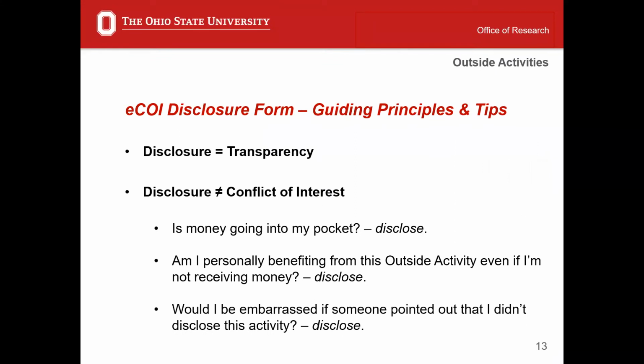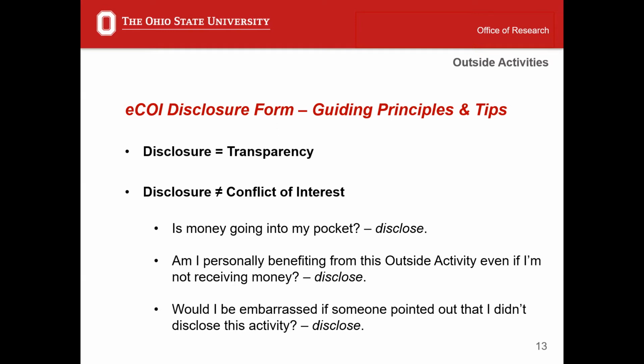So here's the set of high level tips that we put together a couple of years ago, where really the message is that you don't need to be an expert on all the COI regulations, but these are some tips that we recommend you think about when completing your disclosure form. The first is to remember that disclosure is about transparency. And this goes with the second point, which is that making a disclosure does not mean you have a conflict of interest. It just means you're making a disclosure.